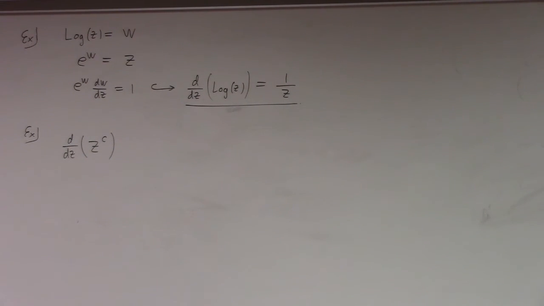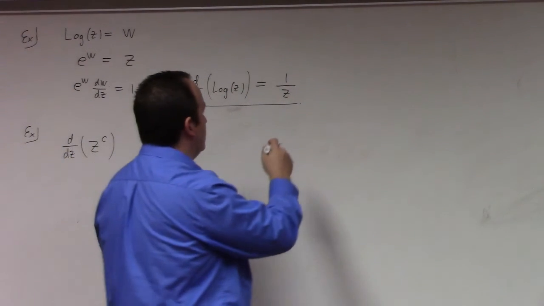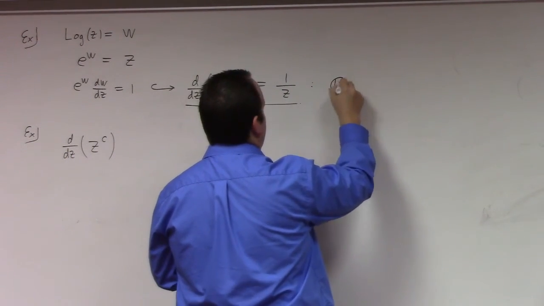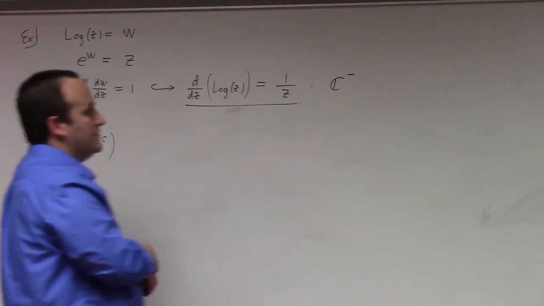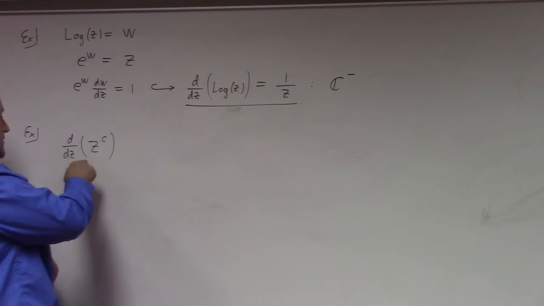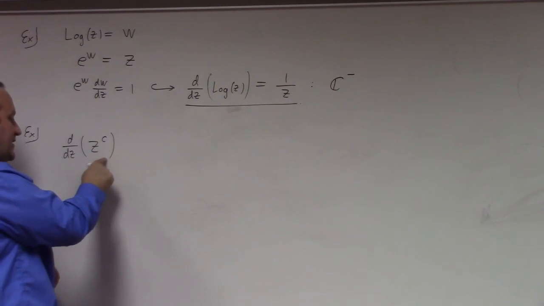By the way, that derivative only makes sense on the slit complex plane. While I could define the log in principle on the punctured plane, this is really only for C minus the negative real axis. Otherwise, I have a discontinuity. But complex differentiable implies continuous, so if I have a discontinuity, you know something's up. So basically, we lose a branch, that one ray, the negative real axis.